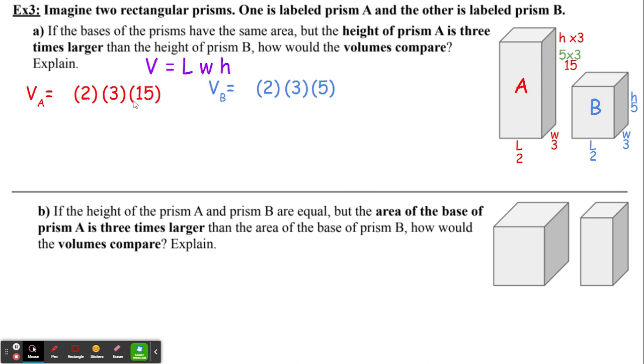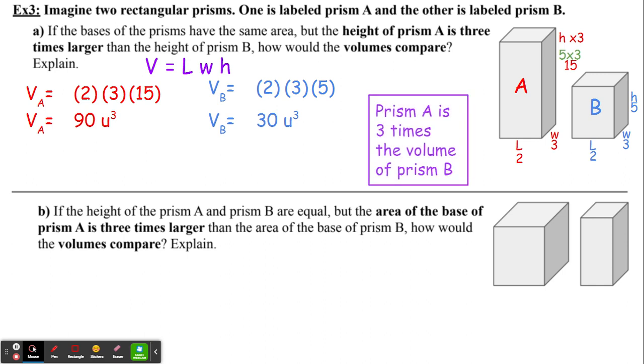So when I find the overall volume for A and multiply those all out, you get 90 cubic units. When you multiply it out for B, you get 30 cubic units. How do those compare to each other? Obviously, A is bigger, but by how much? Prism A is 3 times the volume of prism B.